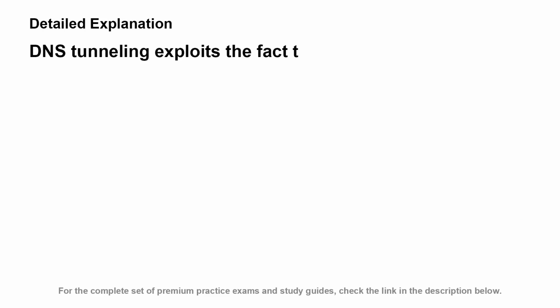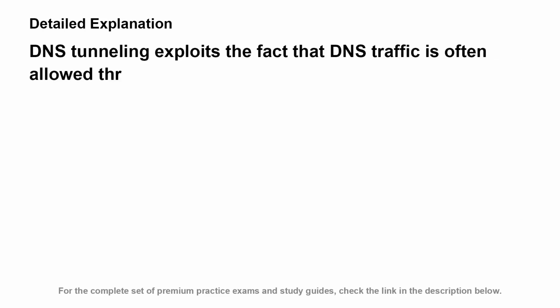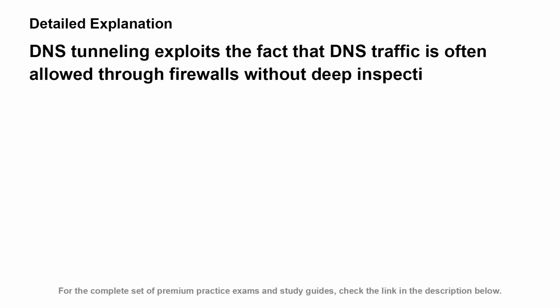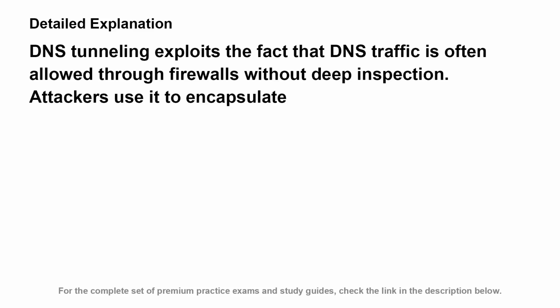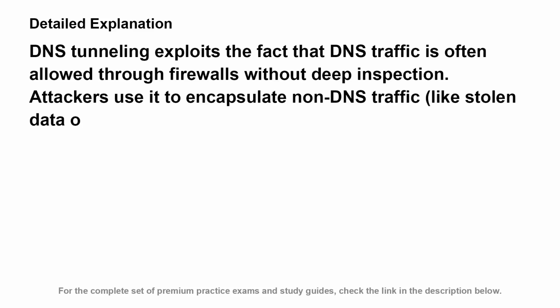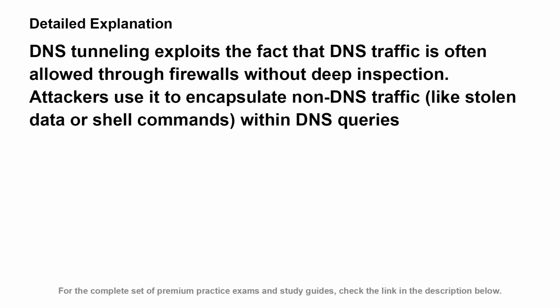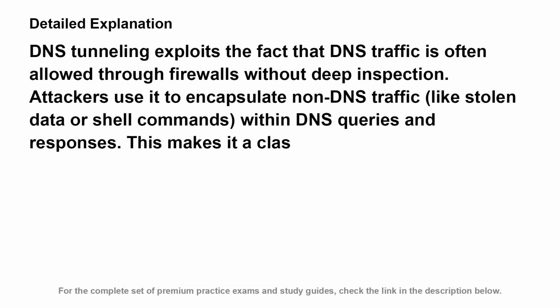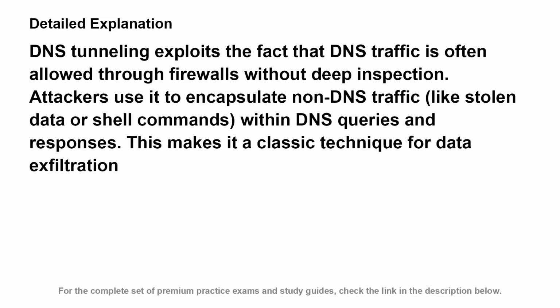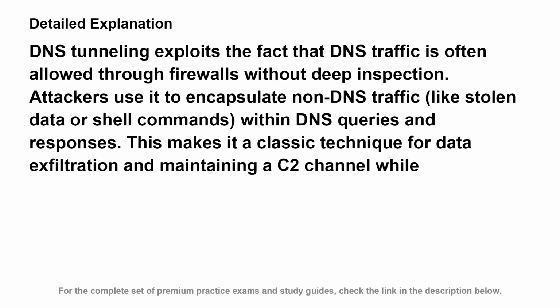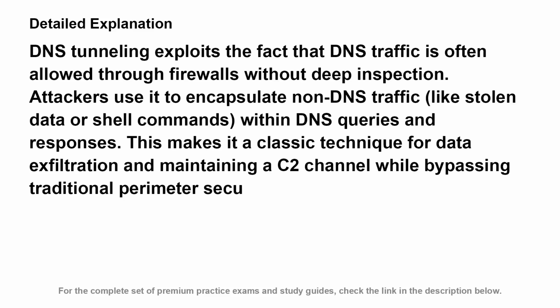DNS tunneling exploits the fact that DNS traffic is often allowed through firewalls without deep inspection. Attackers use it to encapsulate non-DNS traffic, like stolen data or shell commands, within DNS queries and responses. This makes it a classic technique for data exfiltration and maintaining a C2 channel while bypassing traditional perimeter security.